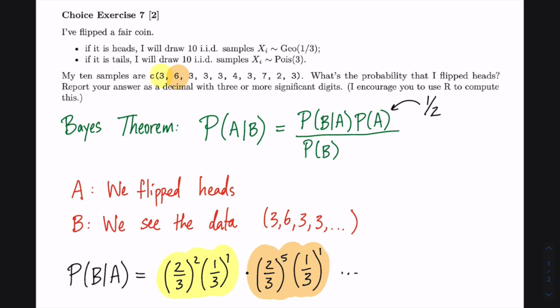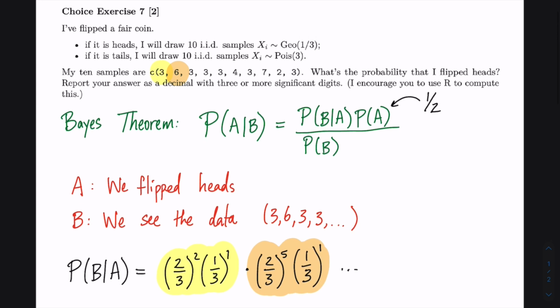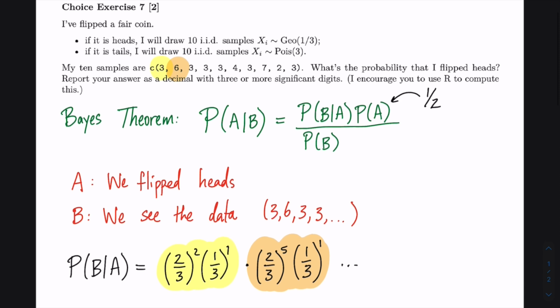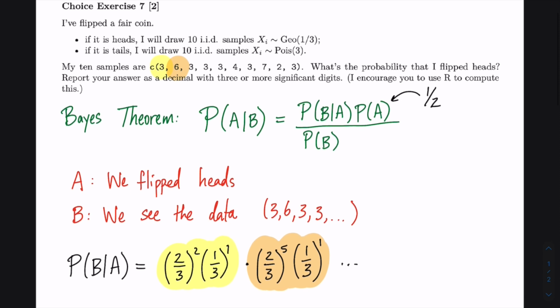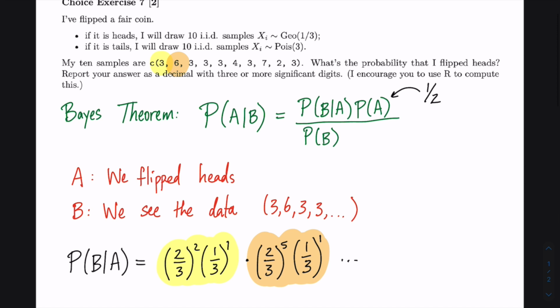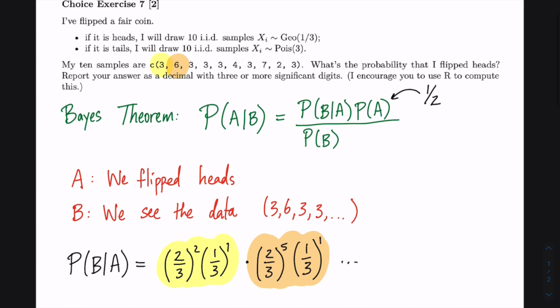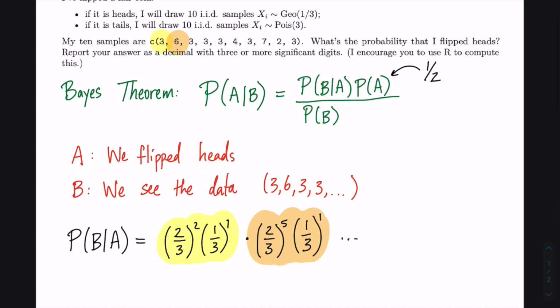Okay, and so on. That's our probability of getting this particular list of 10 samples, given that we're drawing from a geometric distribution. Okay, so we can figure out what this is. We're going to figure this out in R. We're going to compute in R.